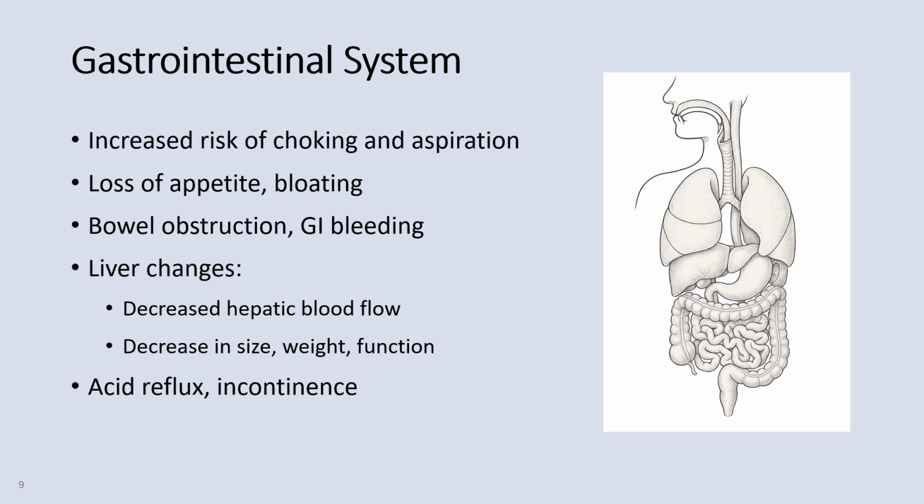Also, blood flow to the liver decreases, and the liver also decreases in size, weight, and function. This will have a direct effect on how medications will affect the patient. And speaking of medications, drugs like anticholinergics and opioids can impact GI motility. GI sphincters will weaken with age, causing upper GI acid reflux and heartburn, and lower GI loss of bowel continence. GI bleeding also becomes more common in older adults.